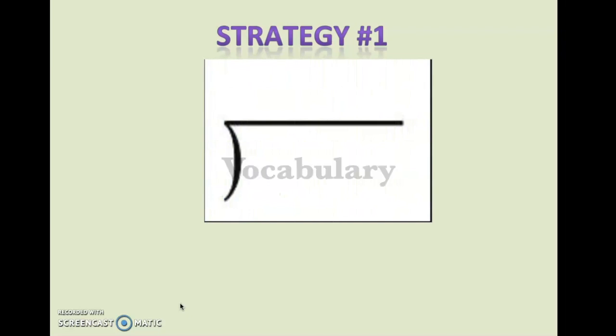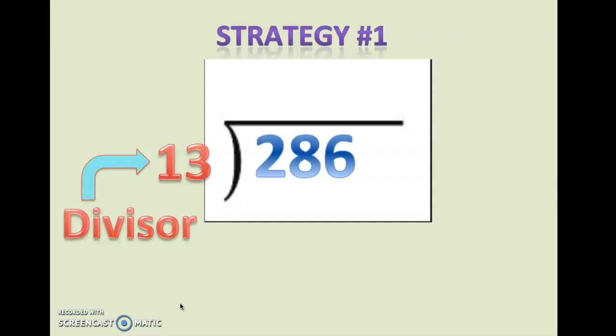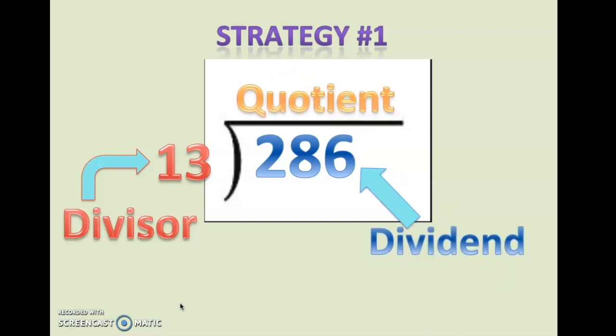Here's my division symbol, and sitting right outside my division symbol is that 13. We call that 13 the divisor. Sitting inside of my division symbol is 286. We call that the dividend. Sitting right on top of my division symbol is our quotient. Quotient is just a fancy word for answer.